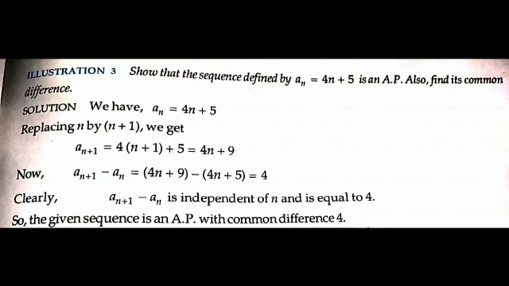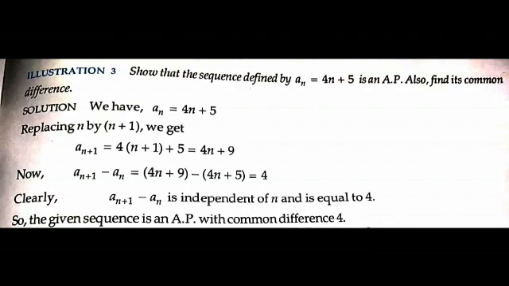Show that the sequence defined by an equal to 4n plus 5 is an arithmetic progression, also find its common difference. So here we have the general term as 4n plus 5. Replacing n by n plus 1, following the algorithm which I have discussed now, we get the (n+1)th term a(n+1) equal to 4 in brackets n plus 1, plus 5, which after simplification gives 4n plus 9.